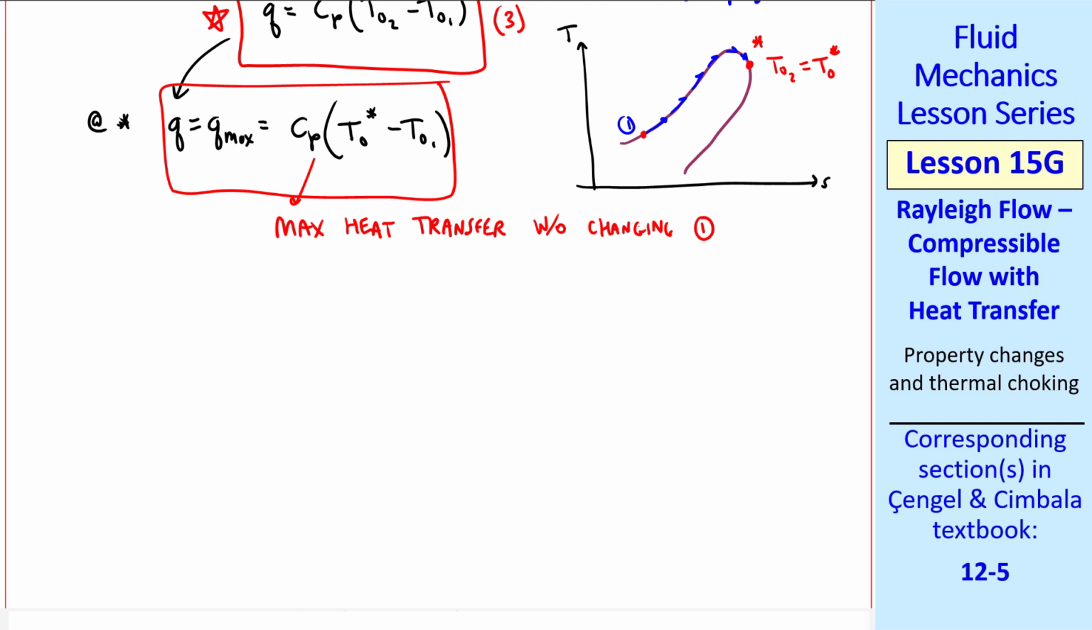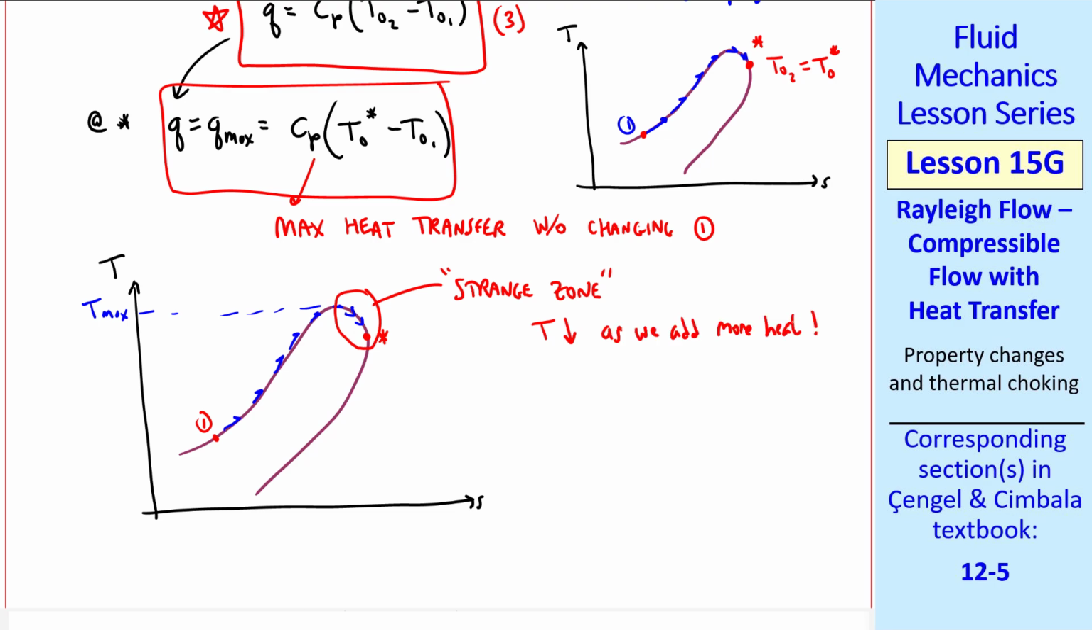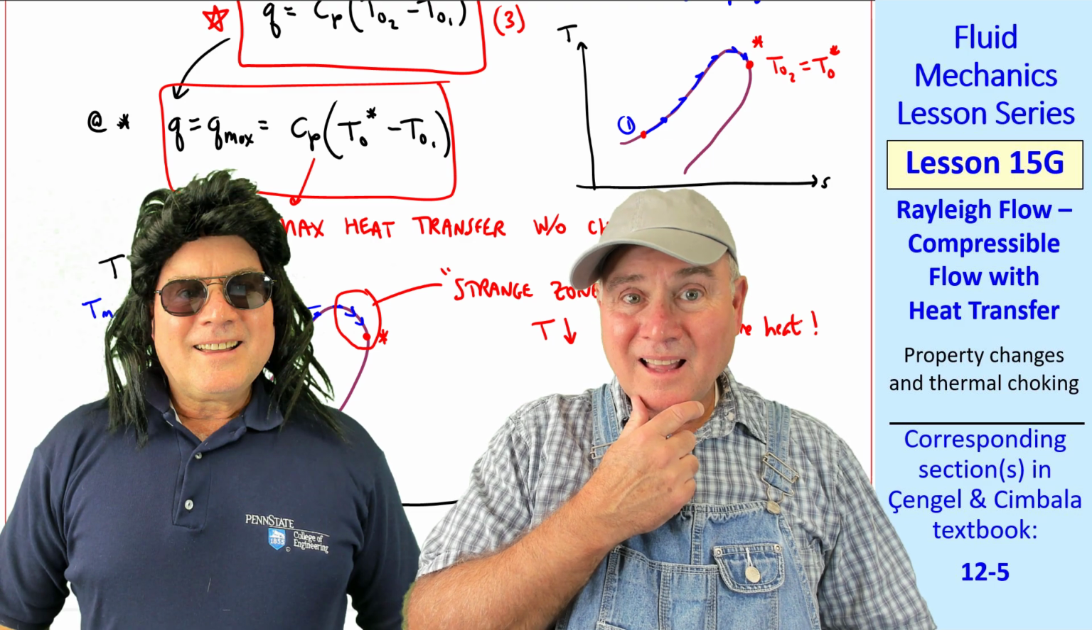I also want to mention the drop in temperature that I showed previously. Again, sketching our Rayleigh curve, and starting at state 1, adding heat, temperature keeps rising until it reaches some maximum value, and then it actually falls until we reach critical conditions. I like to call this the strange zone because temperature goes down as we add more heat, which is counterintuitive.